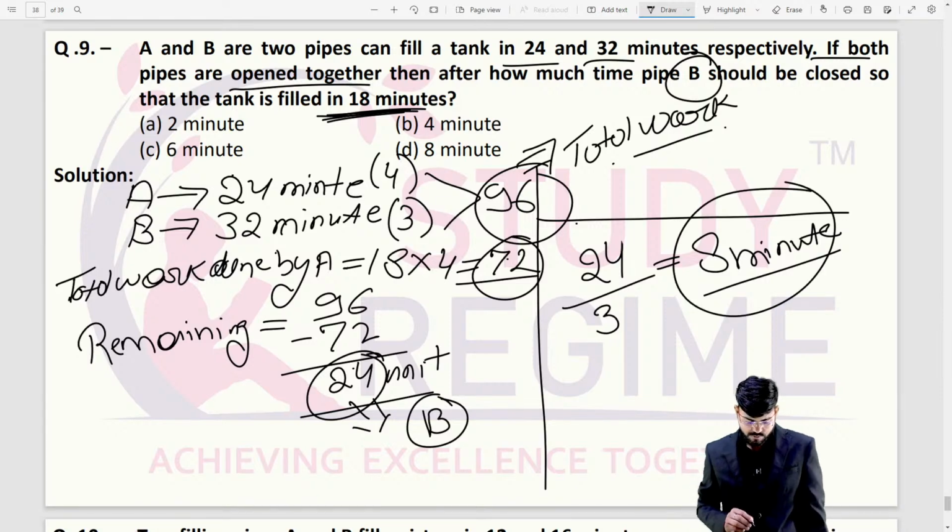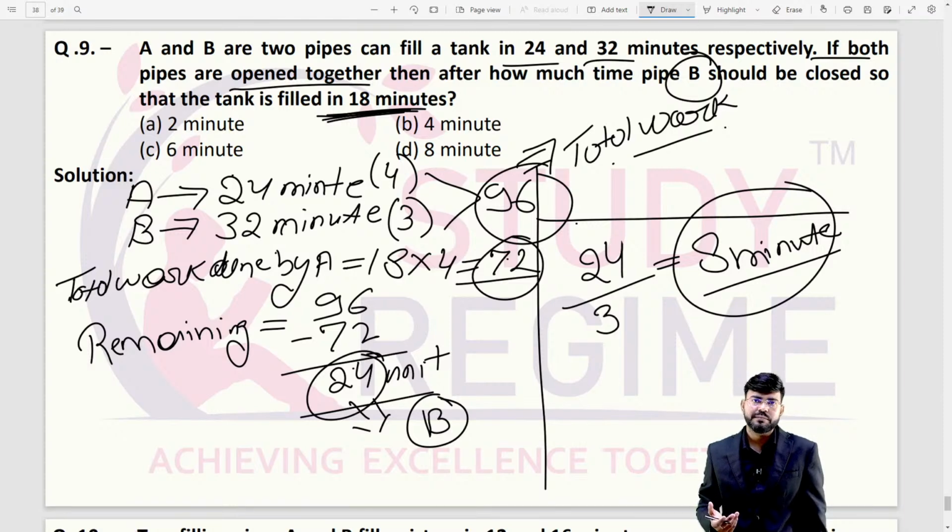Clear? A was continuously working for 18 minutes. A has completed 18 into 4, 72 units of work. That is done by whom? A. But pipe B was closed. A was continuously working and B was closed. Now the remaining was what? 24 units of work. This work was done by whom?